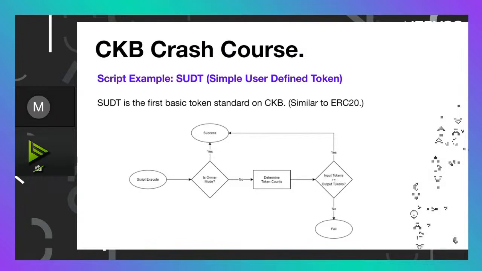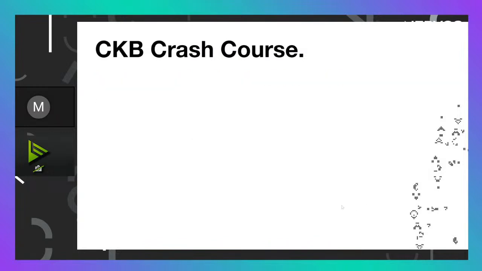Are the input tokens greater than or equal to the output tokens? We use greater than or equal to because if your output tokens are actually less than the input tokens, that's acceptable because you're actually just destroying tokens, you're burning them. But you can't create more output tokens than you provided in the input, unless of course you're the owner. So if this passes, it'll go ahead and succeed. Otherwise, it'll go ahead and fail.